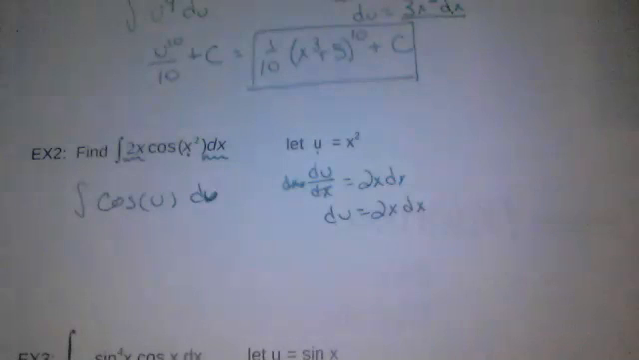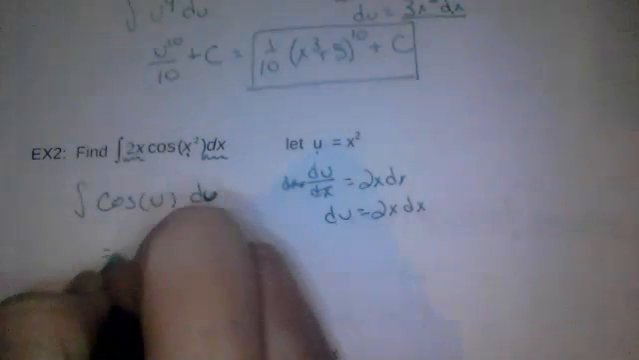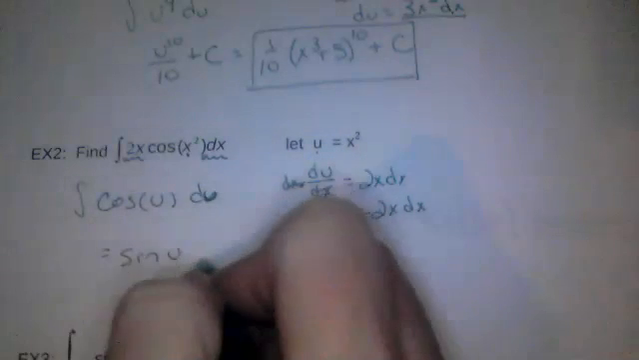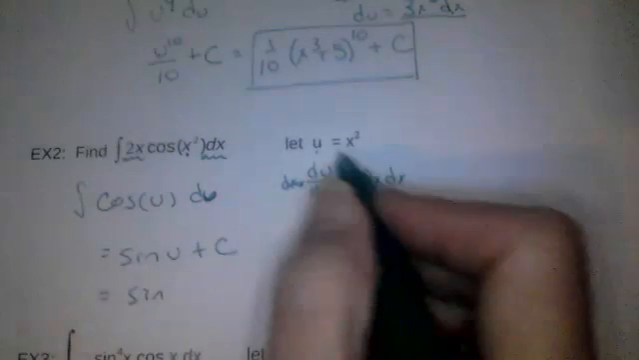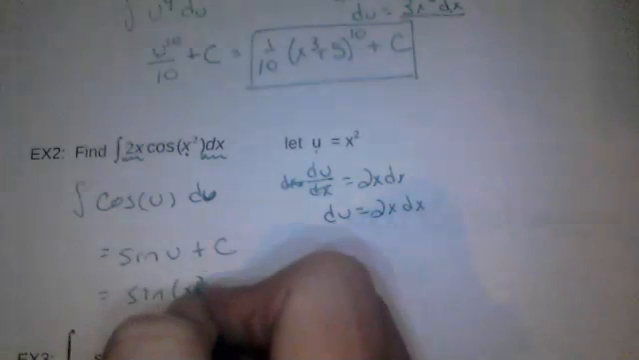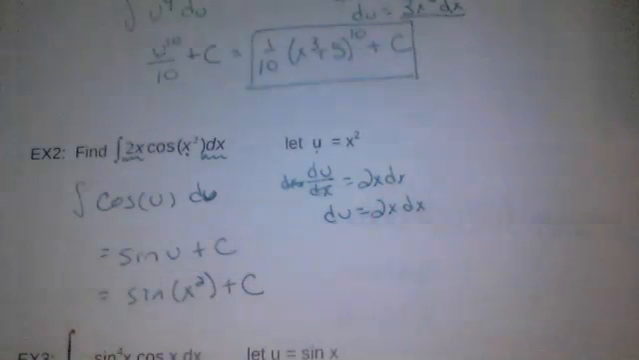Then I just integrate cosine. The integral of cosine is sine of u plus c. Then I just replace u. u is x squared, so we get sine of x squared plus c.